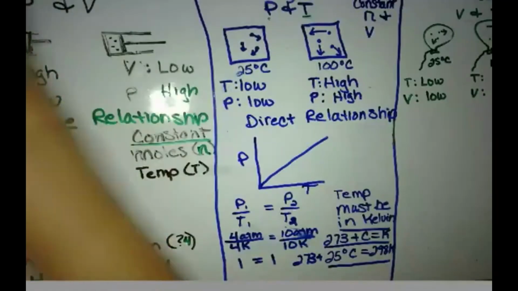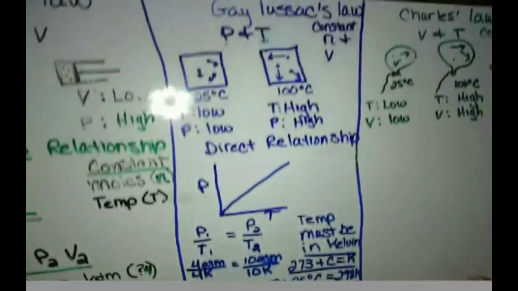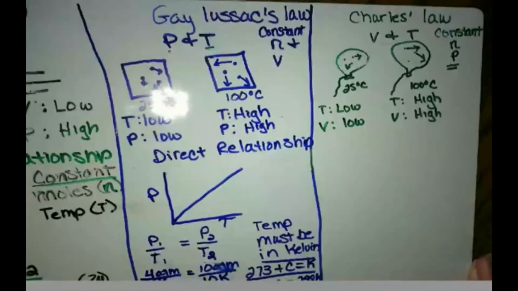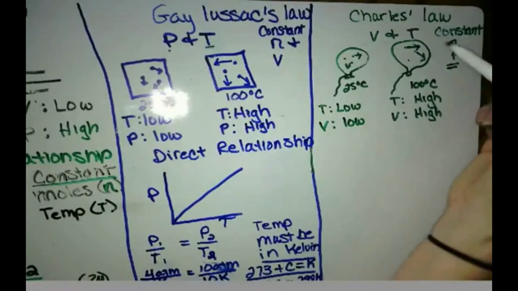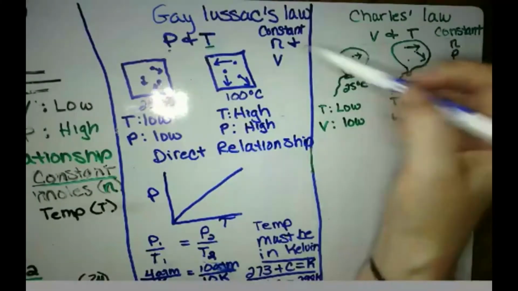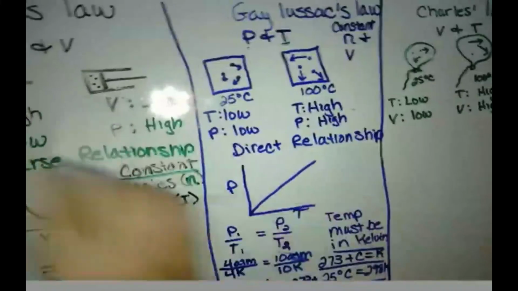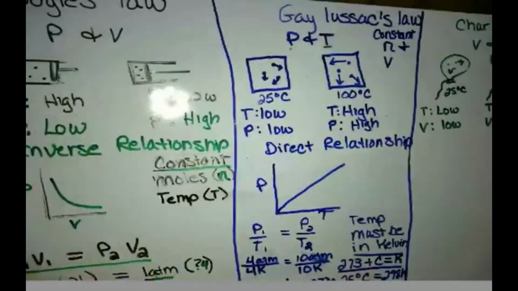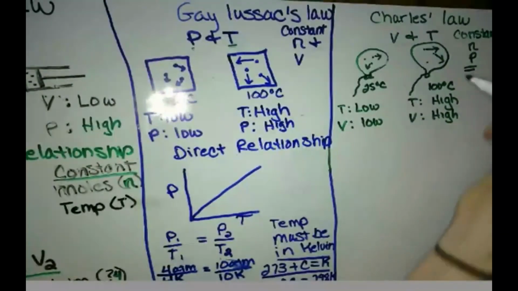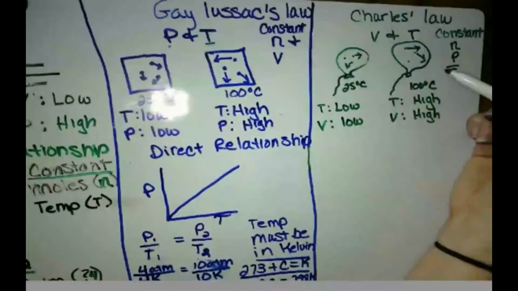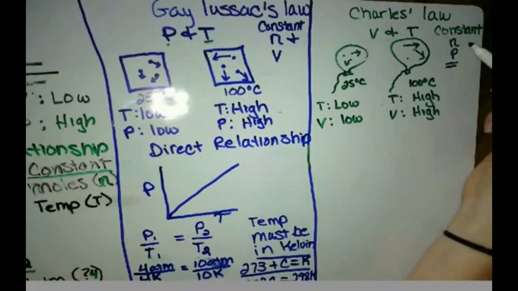Our last law that we're going to look at is Charles' law. And Charles' law looks at volume versus temperature. Now, I could have drawn a piston like this and things would move, but you guys are more familiar with balloons, okay? What did we keep constant? We kept the number of moles and the pressure constant, okay?